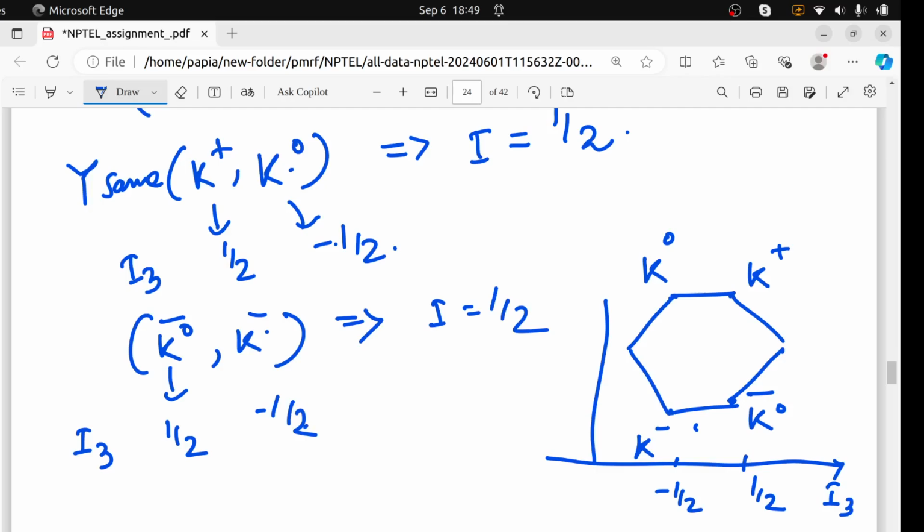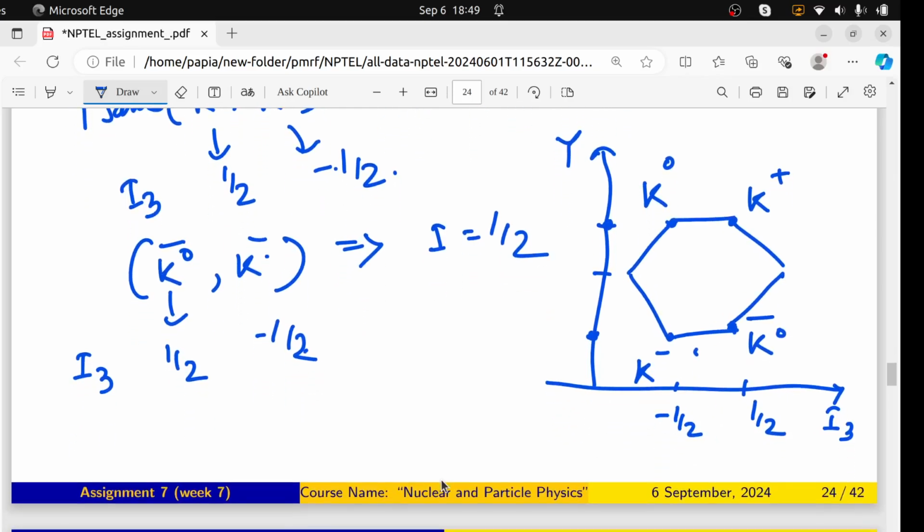Fine. Now for K plus and K0 bar, K plus is plus half, K0 bar is plus half. And also for the Y value, Y is the same for these two. This one and this one have the same Y. Right? So what will be the value of Y here? That we need to check.